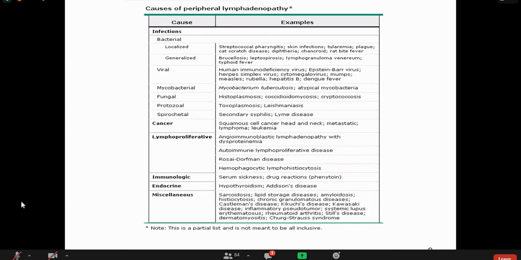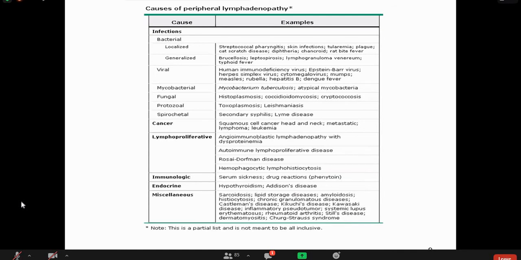So as we already discussed, bacterial, viral, mycobacterial, fungal, protozoal, spirochetal, every type of infection can come up with lymphadenopathy. Please remember the names of the infections. Among the causes of localized lymphadenopathy, the bacteria responsible are streptococcal pharyngitis, causing streptococcal sore throat, the very famous, very common skin infections, staphylococcal scalded skin syndrome, and then scarlet fever. These are the most common infections that we encounter in childhood.